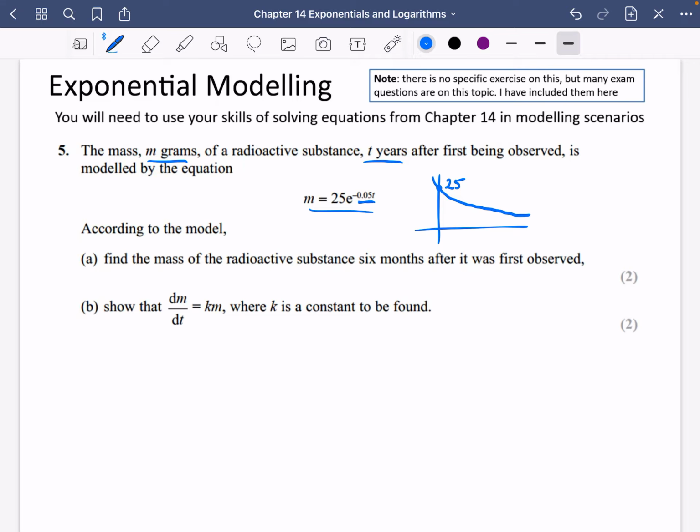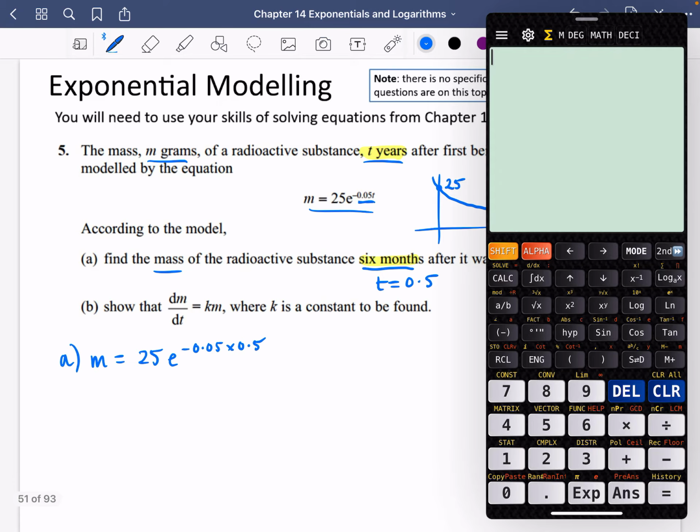According to this model, find the mass of the radioactive substance 6 months after it was first observed. So be careful here because it's measured in years. So when we say 6 months, we're going to have to say that time is half a year, or 0.5. So let's find out what the mass is. The formula says that the mass is 25 e to the minus 0.05 multiplied by 0.5 for t, okay? So that's going to be 25 multiplied by e to the minus 0.05 times 0.5.